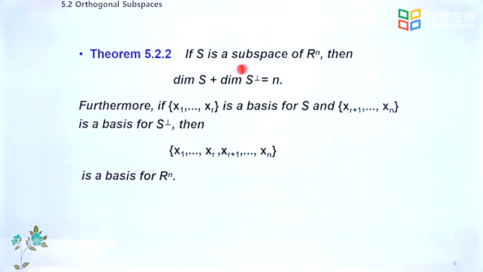Okay, and now we have another theorem, 5.2.2. If S is a subspace of R^n, then the dimension of S plus the dimension of S orthogonal complement equals n. Furthermore, if x1 through xr is a basis for S and x(r+1) through xn is a basis for S orthogonal complement, then the set of vectors x1 through xr, x(r+1) through xn, combined together, is a basis for R^n.